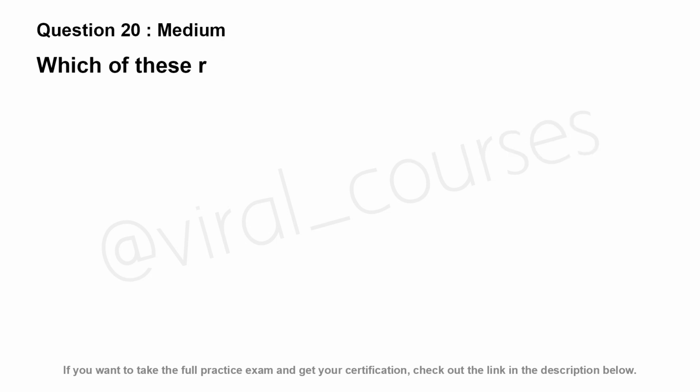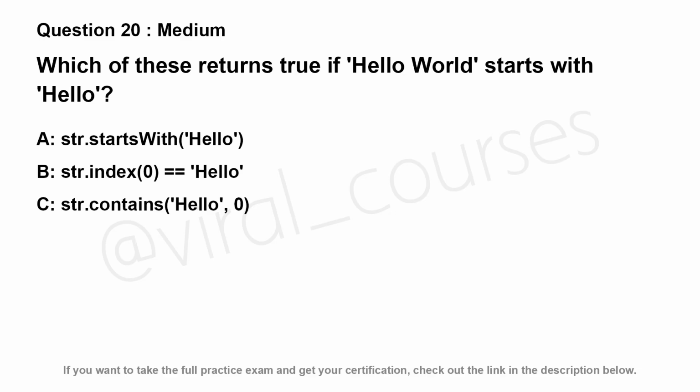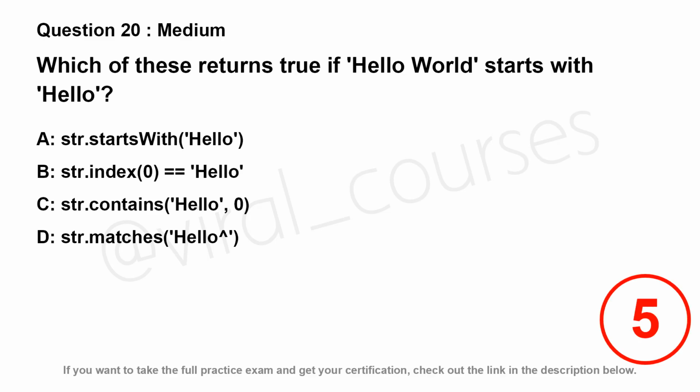Which of these returns true if 'hello world' starts with 'hello'? Option A, str.startsWith('hello'). Option B, str[0] equals hello. Option C, str.contains('hello', 0). Option D, str.matches('^hello').